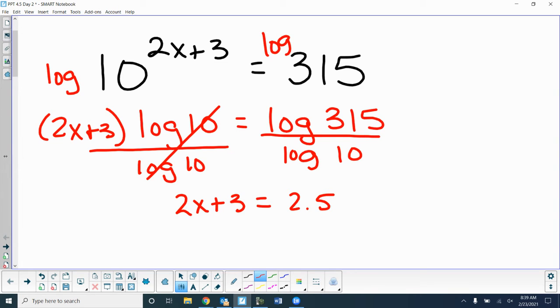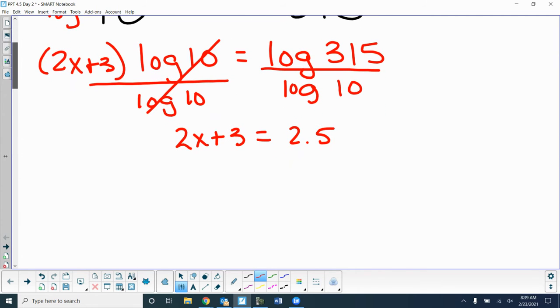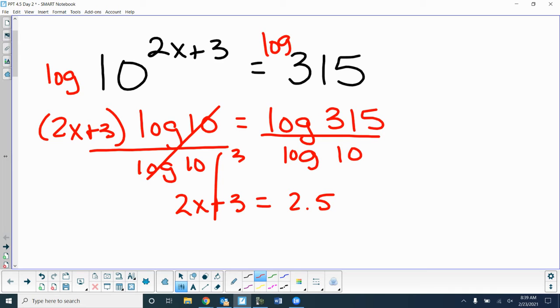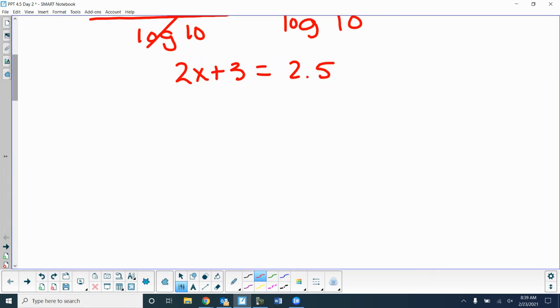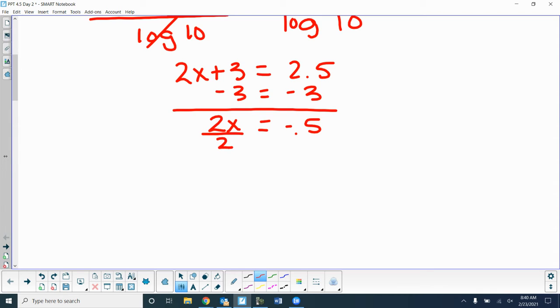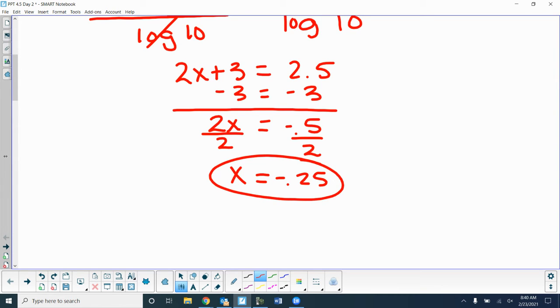Okay, and then we'll finish it up. So subtract the 3. Okay, just like that. Subtract 3. 2.5 minus 3 is a negative half. And a negative a half divided by 2 is a negative a fourth, right? So that's our answer.